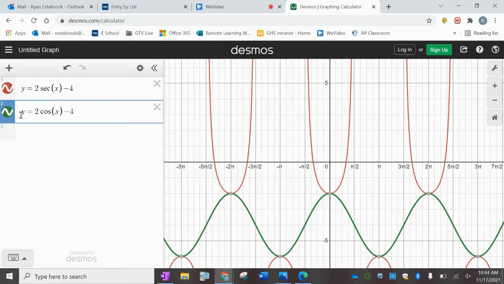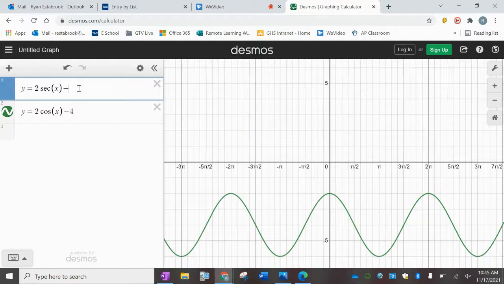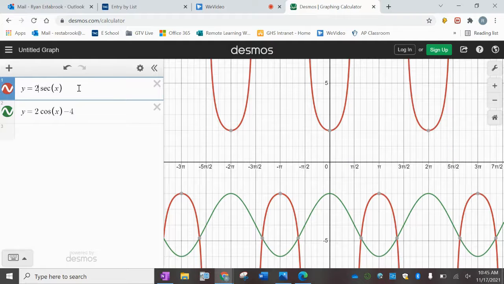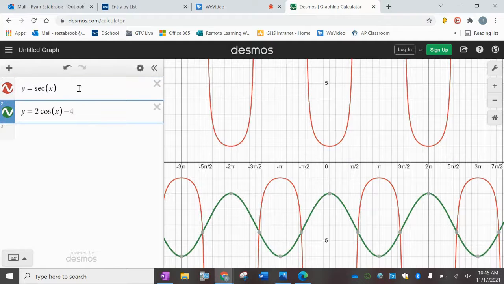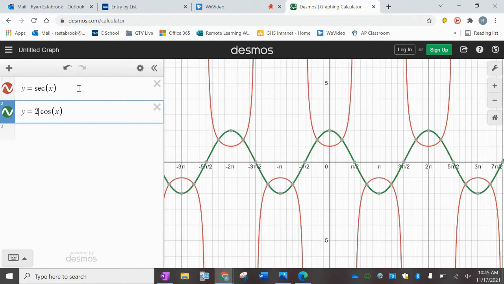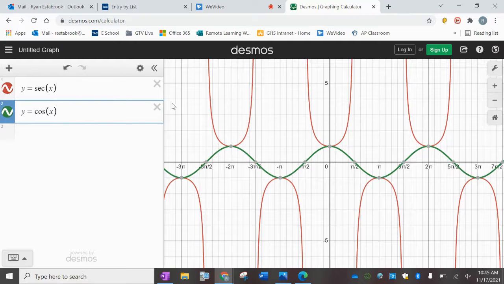So if you can graph this green one, use that to help you on the secant one, the red one that we're really looking for. It's all about reciprocals here. Let me go back to the very beginning, get rid of the -4, get rid of the 2 out front. Same thing down here and down here.